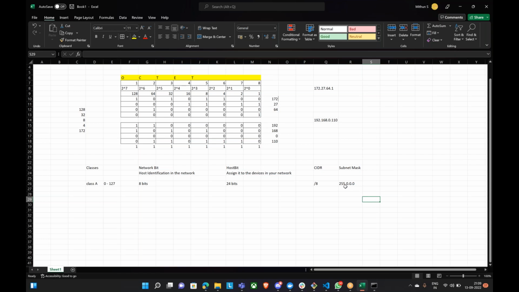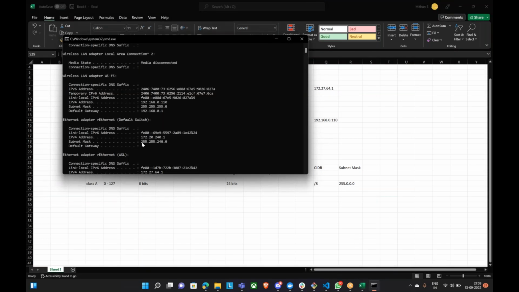Is it clear? So now we are getting how we get this value. See, it is not by any random that we get it. If you look at this, you will be able to tell which class it belongs to. With a few practice calculations, you will be able to tell which class a subnet mask belongs to.